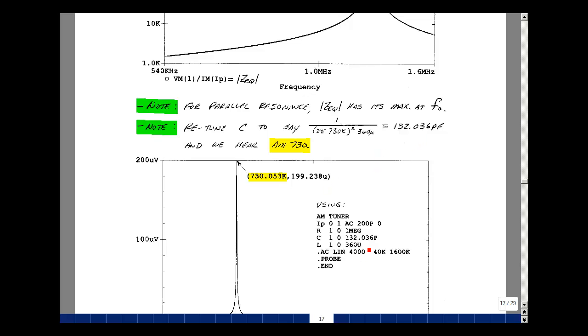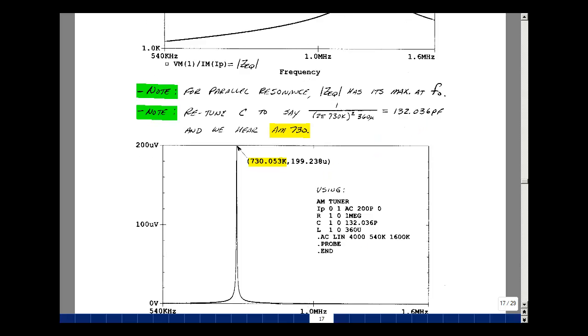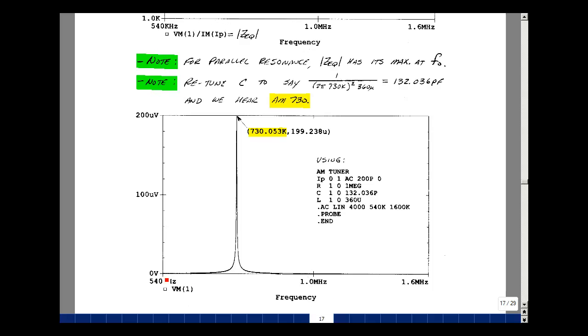So putting that value in for C, running the simulation again. So you now see at the frequency of 730 kilohertz, you've got a peak in the response. And you get about 200 microvolts. And this is supplemental problem 813.